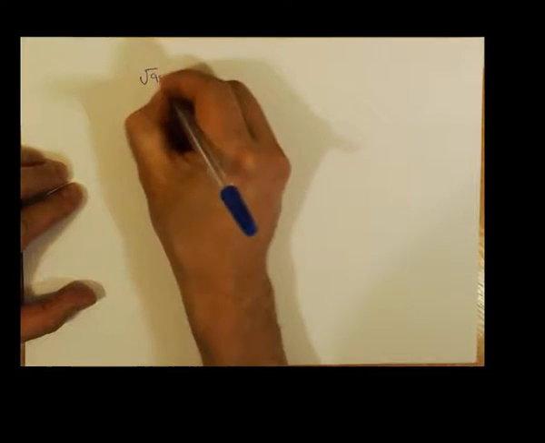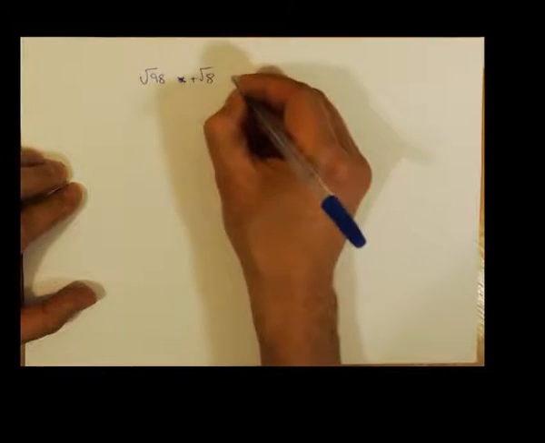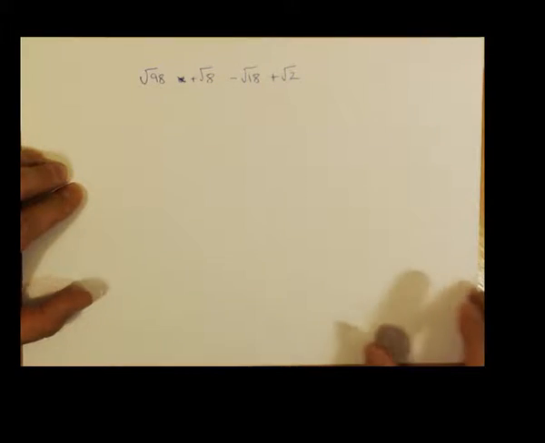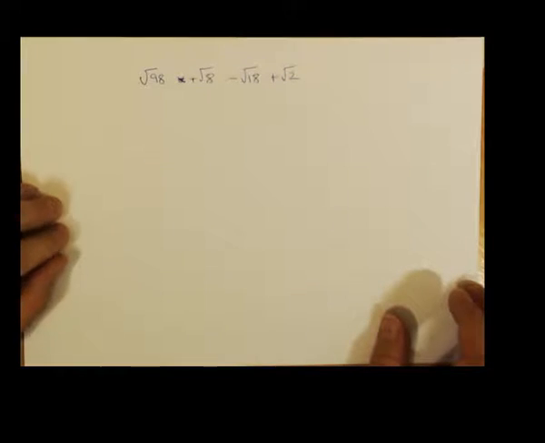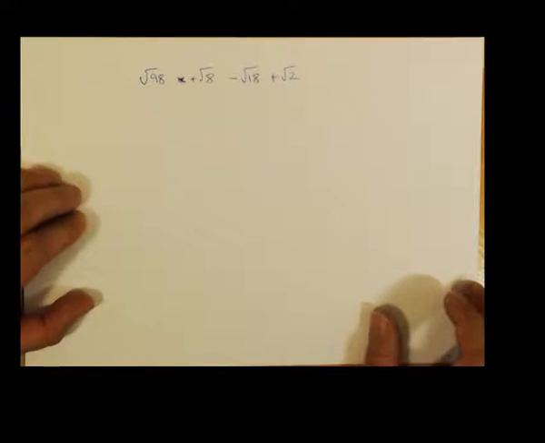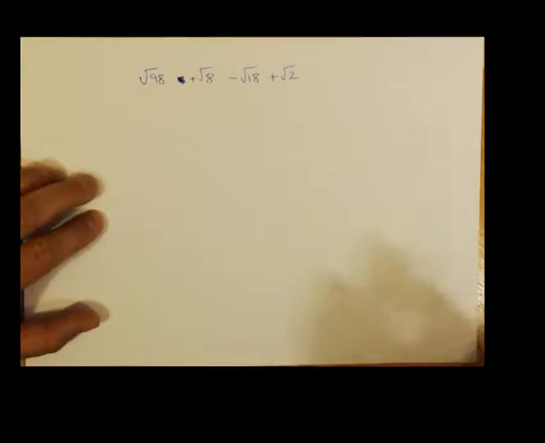The square root of 98 plus the square root of 8 minus the square root of 18 plus the square root of 2. So it doesn't look like we can combine these. However, if you have a calculator, you can just type this in and you'll find that they do combine very nicely. But we need to understand how to do this question, because sometimes we come across questions in algebra that we can't just type into our calculator.